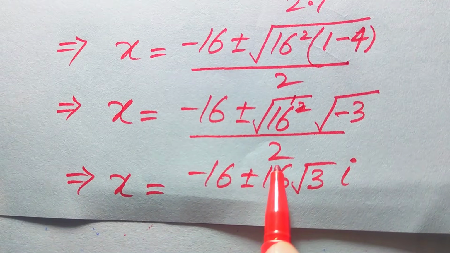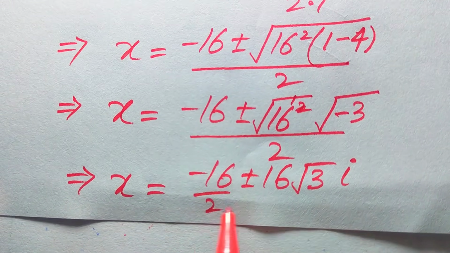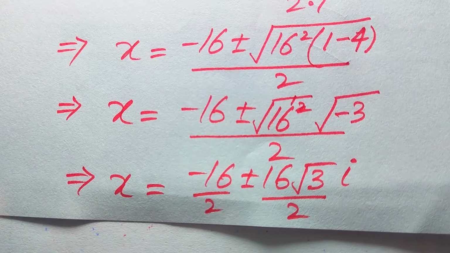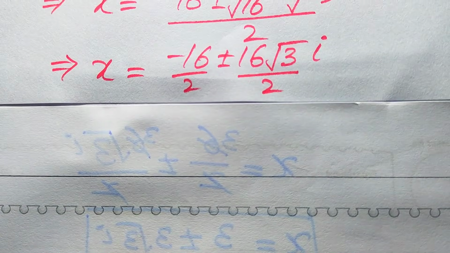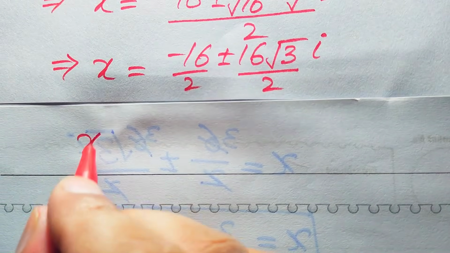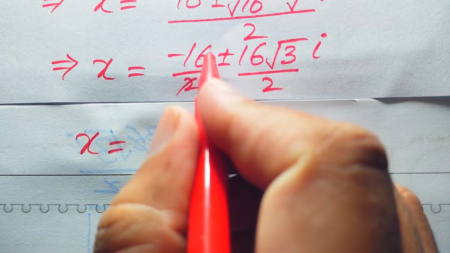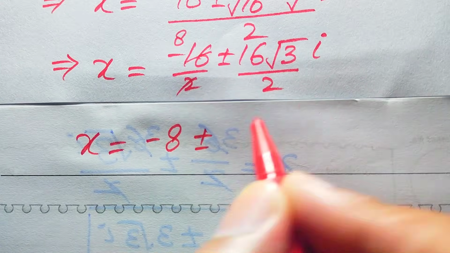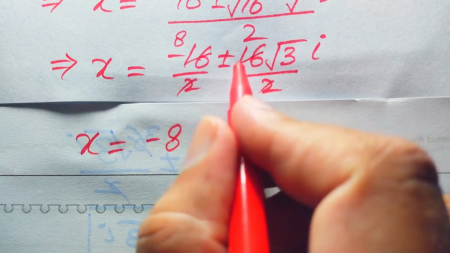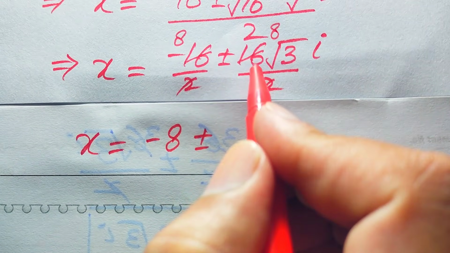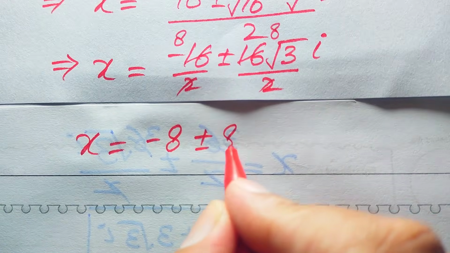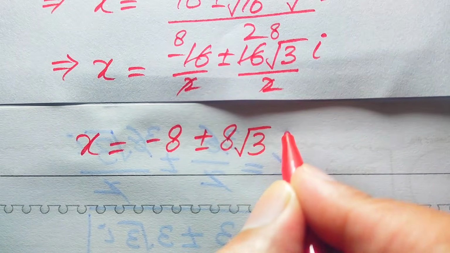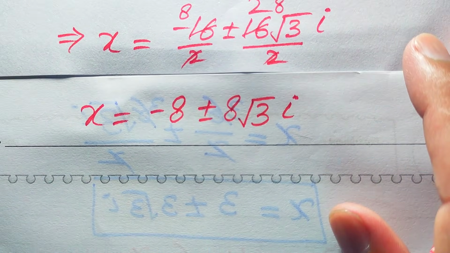And further, we break this fraction and we write these separately on both values. Now in the next step, we cancel these terms. We get 2 times 8 becomes 16 and we get minus 8 plus minus. In the same pattern, here we cancel these terms. Again 2 times 8 becomes 16 and we get 8 times square root of 3 into iota.